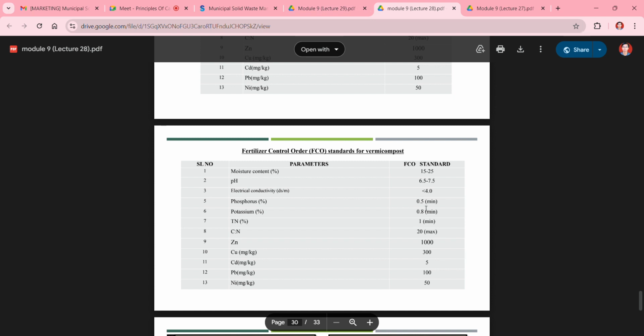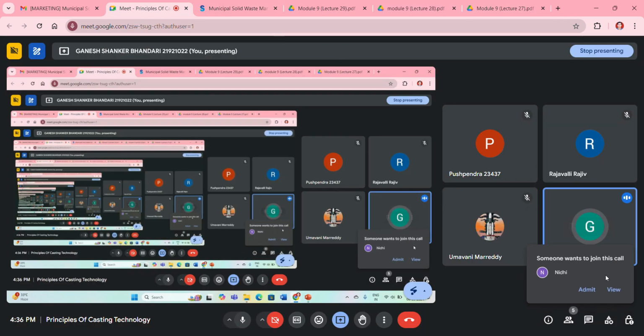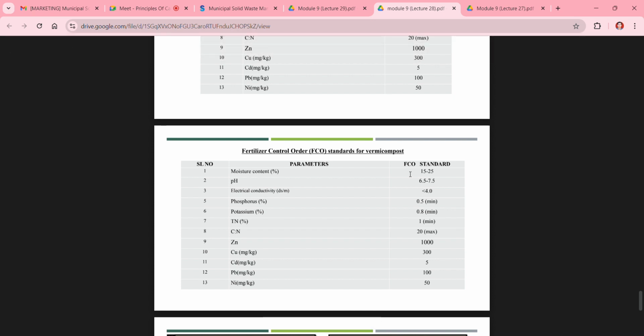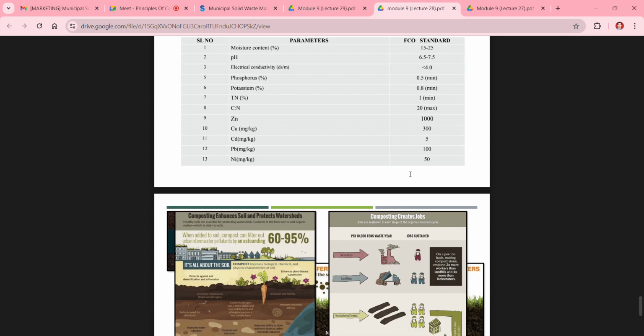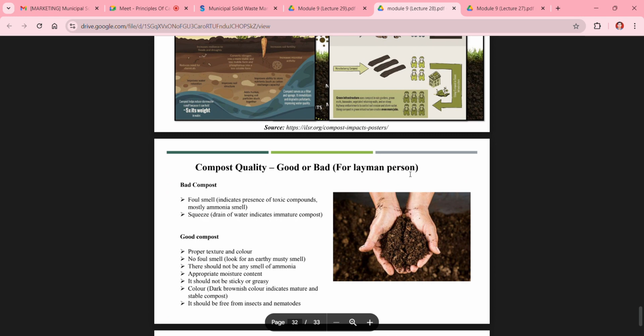Okay. So these different testings can be done according to the Fertilizer Control Order of India. But these tests have to be done in the laboratories. Okay. But how are we going to check the quality of the compost material if we are a layman?